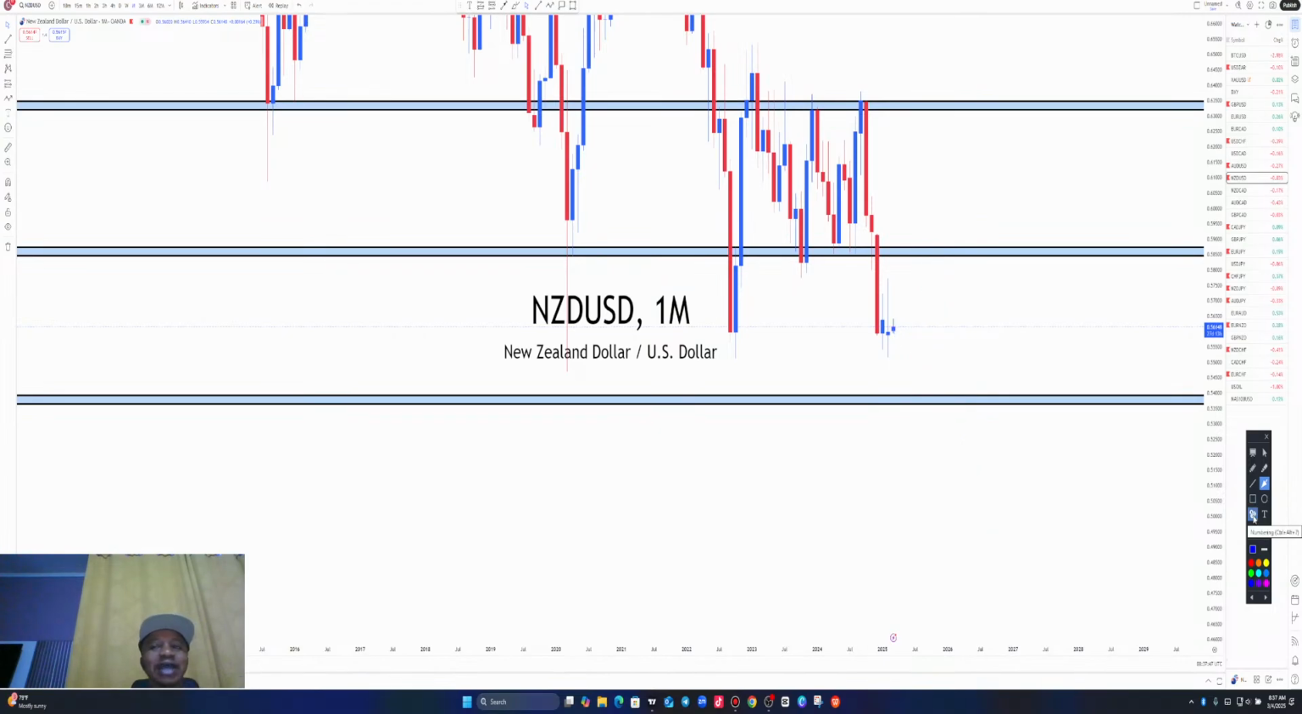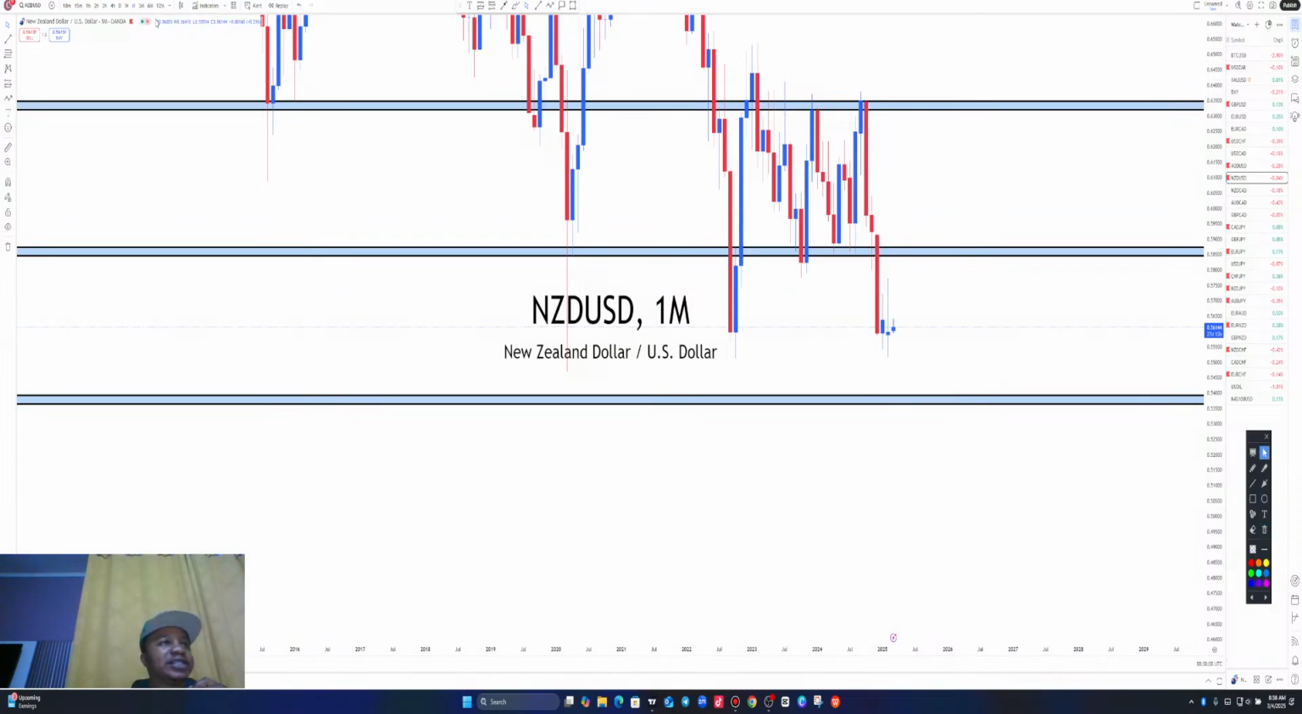So NZD USD currently on the monthly time frame, we've seen very clearly that there's more sell pressure bringing the market all the way to the downside, or to this support level below. Now the question is, how can we find selling opportunities all the way down to the support level to complete the lower low on the monthly? Let's find out as we go to the various time frames together.